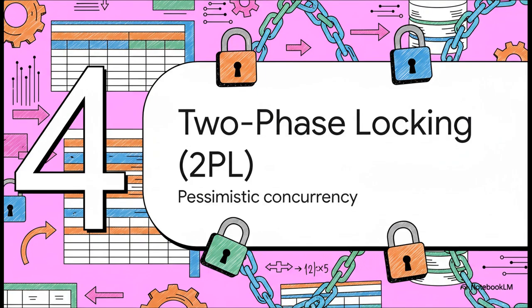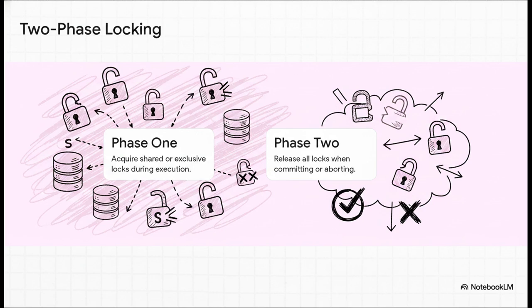Moving on to Section 4, two-phase locking. Since running everything on a single thread has some pretty severe hardware limitations, let's explore the traditional approach. This one dominated databases for over 30 years. It's called two-phase locking, or 2PL. Unlike the single-threaded approach, 2PL is highly pessimistic.